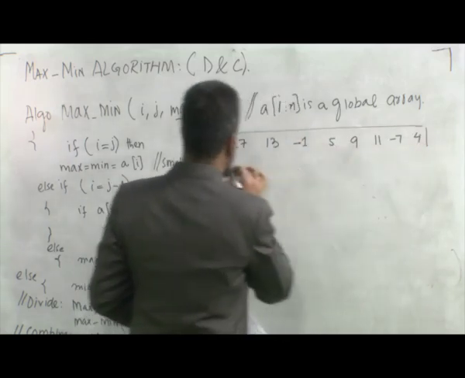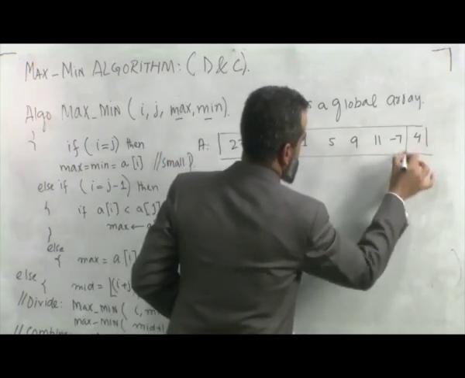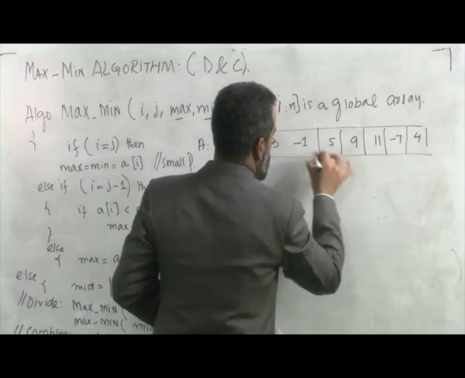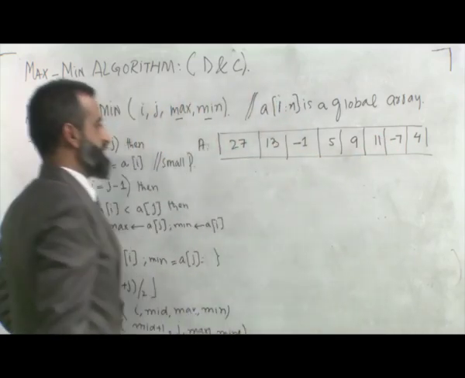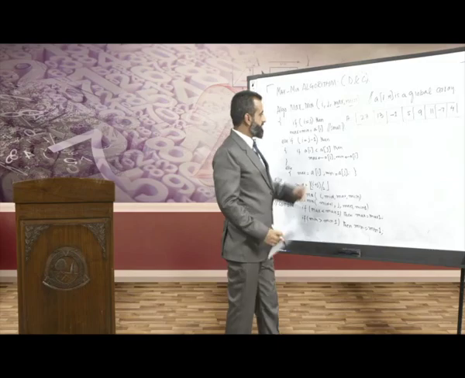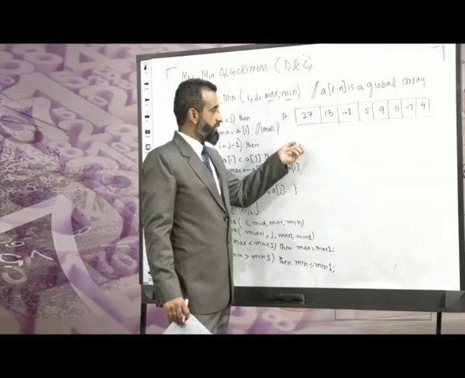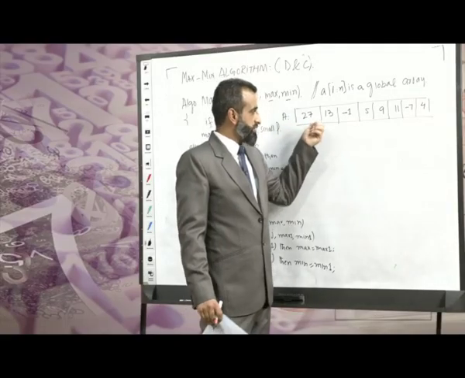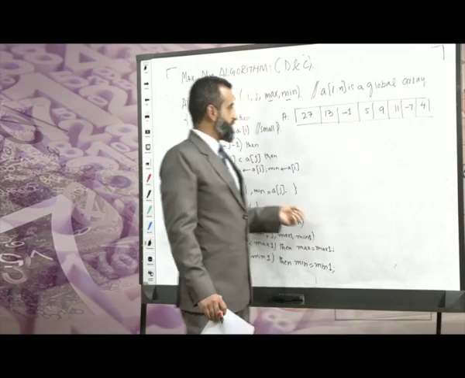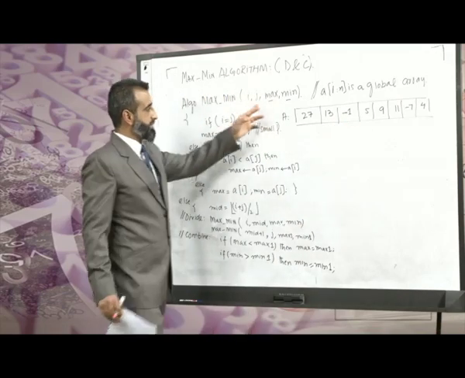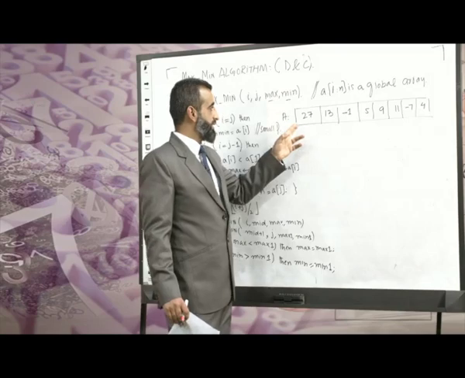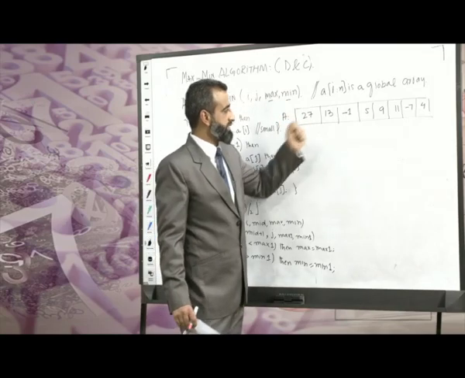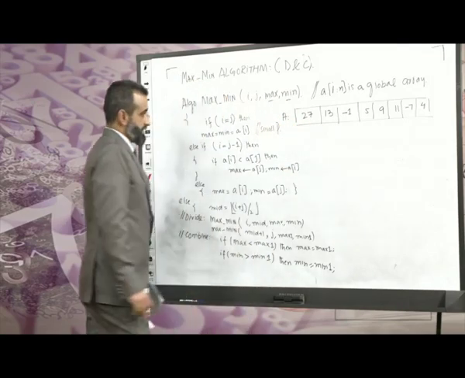To make it more readable, I'll put it as isolated elements. Now this is a given array. In this given array, my job is to find out which element is the larger element and which element is the smaller element. Once we are done with the algorithm, the max variable should be storing the largest possible value, and the min should be storing the smallest possible value. Let's look at the algorithm.